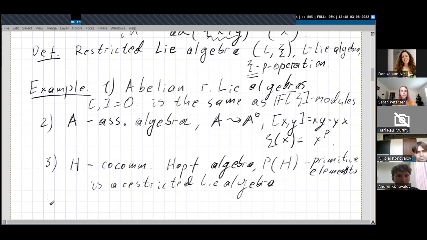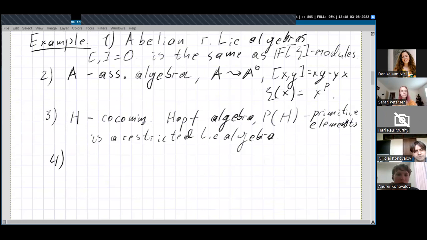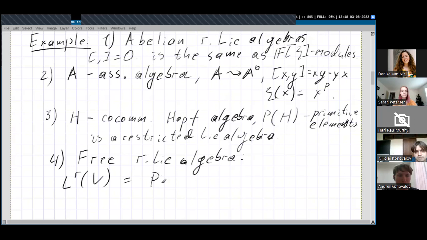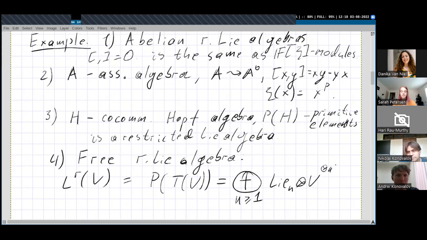One more example is the free one. How do we describe the free restricted Lie algebra? If you have a vector space V, the free one is the primitive elements in the tensor algebra, and this can be expressed as a sum of the following functors. I'm taking here invariants instead of coinvariants. If I took coinvariants, I would get just a free Lie algebra, but with invariants I also have this p operation. This is how the free algebra looks.